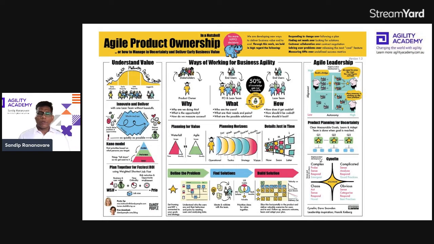Another thing, when we talk about agile product ownership, it's all about starting with why we are doing certain things, and that's where the product owner, product manager plays a key, crucial role. The product owner, product manager acts as a voice of the customer, interacting with customers and potential customers, identifying the right opportunities on which he and his group can work.